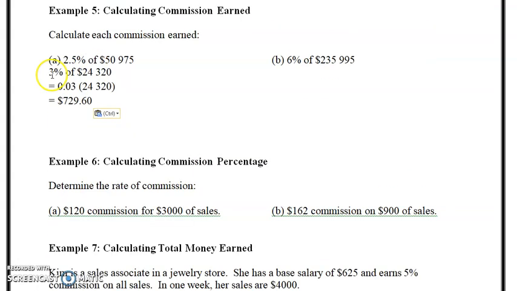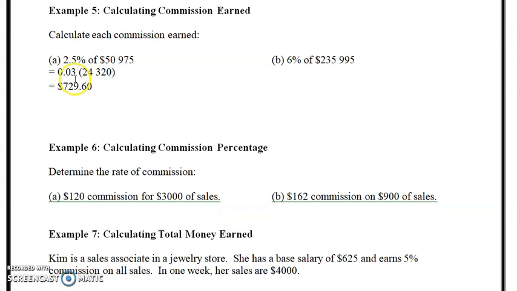All right. So 3% of that is going to equal 0.025 of the 50,975. You can leave the dollar sign off for now, or you can put it in. It doesn't make a difference. And 0.025 times 50,975 is $1,274.38.